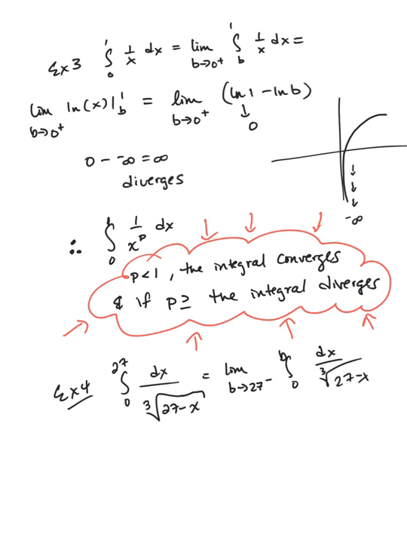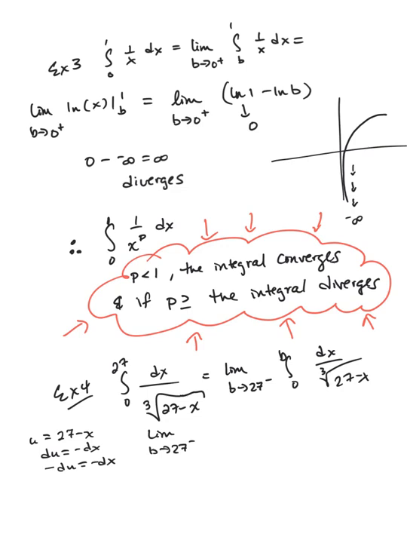Now we do a u sub, right? Techniques of integration are still going to sneak into this topic. So we have du is negative dx, so negative du is negative dx. Okay, so that negative I can factor outside. So I have the limit as b approaches 27 from the left.